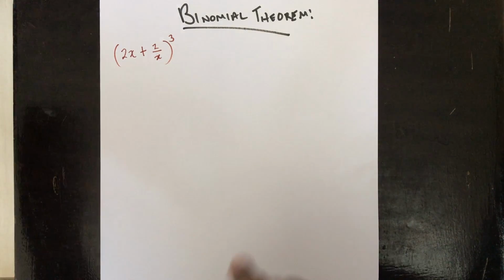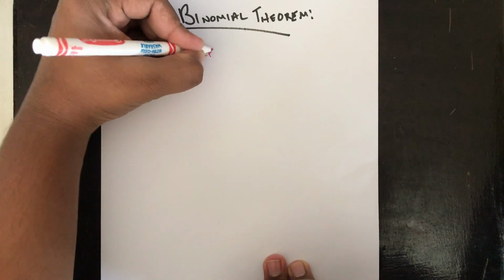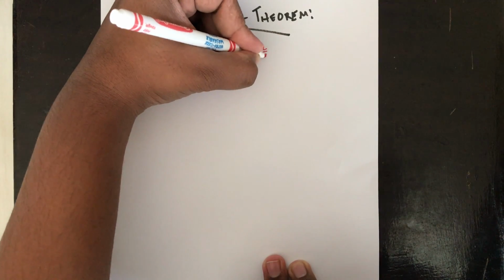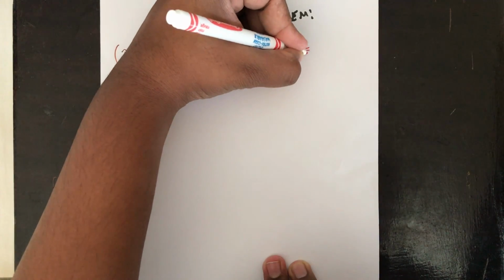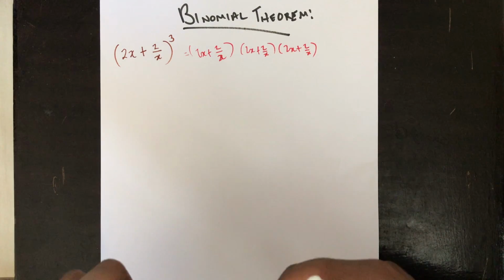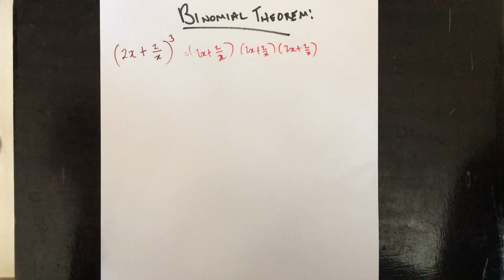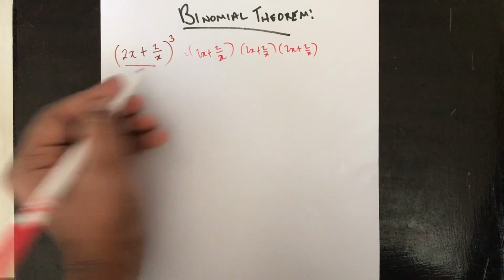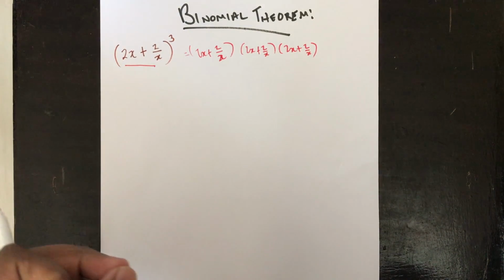So this is the same as (2x + 2/x) times (2x + 2/x) times (2x + 2/x). Too much work to be done. Therefore, use the binomial theorem. You might also be thinking, what if I take these two terms in the bracket? What if I combine them?